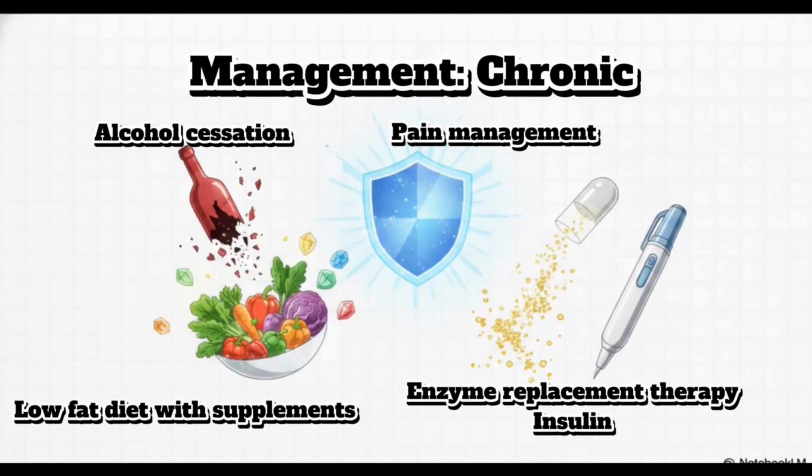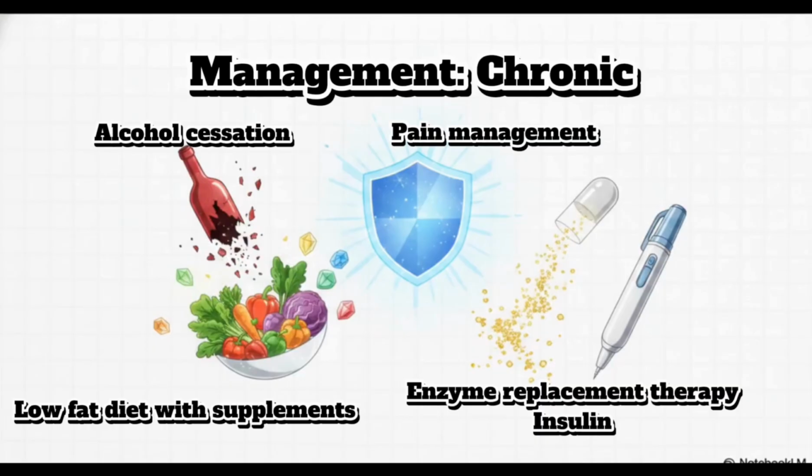For pancreatic insufficiency, a low fat diet supplemented with fat soluble vitamins and calcium helps support nutrition. Enzyme replacement therapy, such as Creon, may also be needed to ensure adequate digestion. If diabetes develops as a result, insulin therapy is usually required.